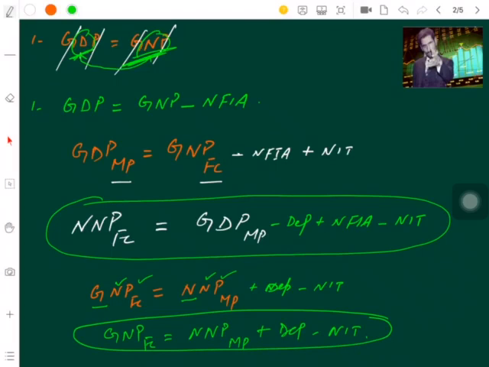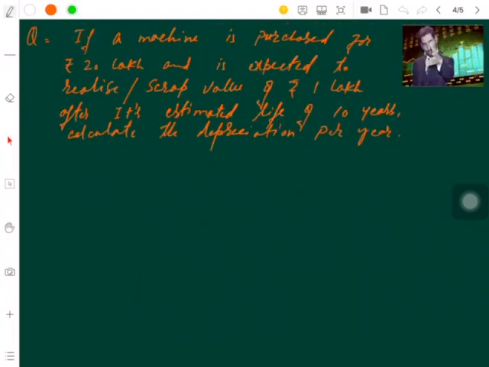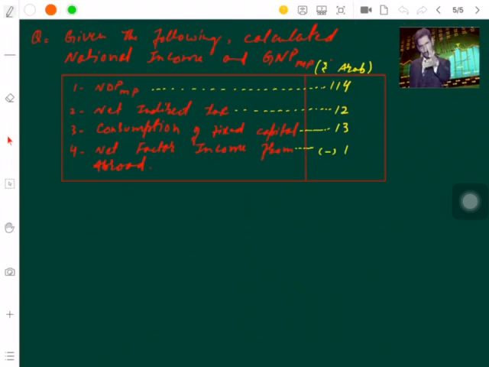For your convenience, let us do an example with which we will be able to understand things properly, so that we may do them as and when required. For that, I'll go to a simple numerical example. Let us do this numerical example first. Look at the question. Given the following components, calculate national income and GNP at MP. Keep it in mind what we are being asked to do.